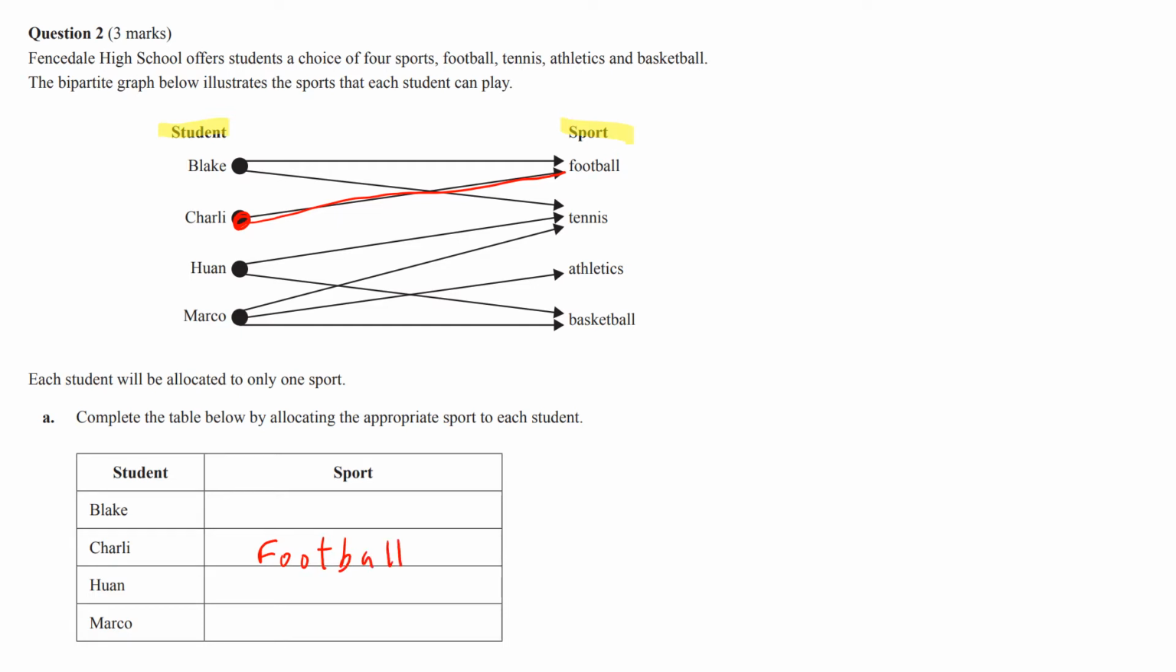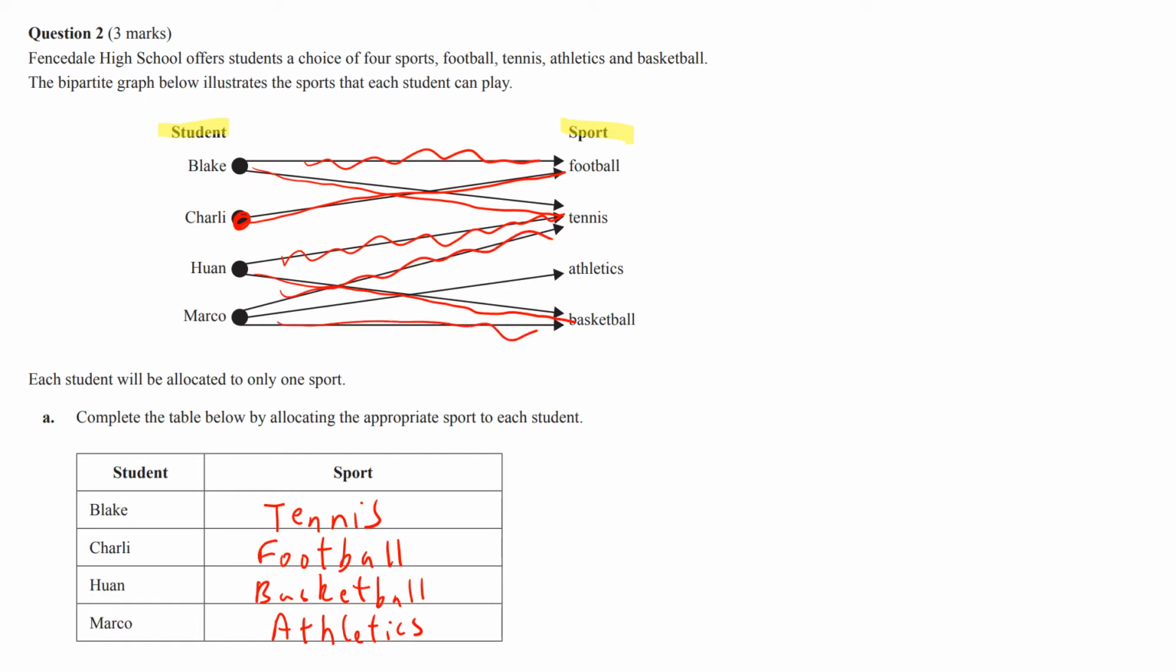And then Blake can't get the football, so the only one left for Blake is tennis. Since tennis is already gone, Juan must get basketball. And you can see from elimination, of course, Marco must get, I'll get there eventually, athletics. And because obviously he can't do tennis and can't do basketball, I think that's a fairly easy question.